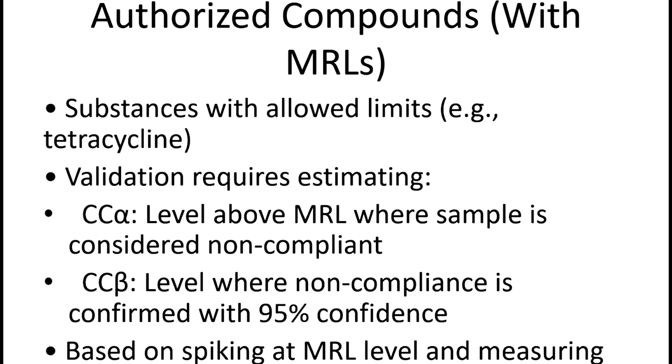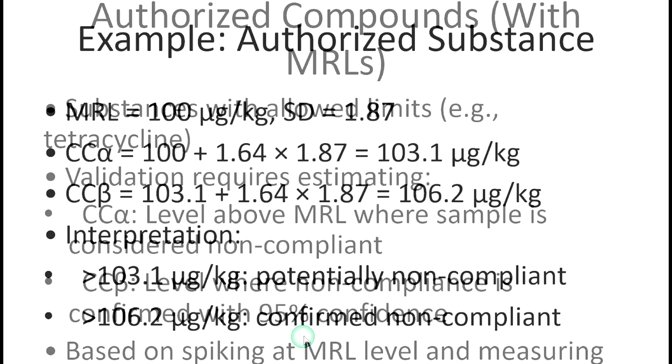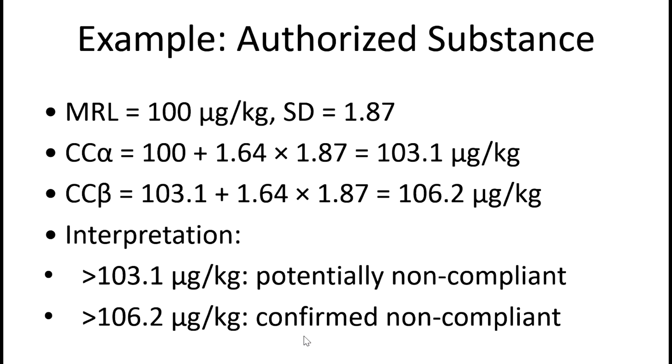Validation requires estimating CCalpha, the level above the maximum residue limit where the sample is considered non-compliant, and CCbeta, the level where non-compliance is confirmed with 95% confidence. You can say you are 95% confident that the sample is non-compliant when it is higher than CCbeta. This level of certainty is based on spiking at the maximum residue level and measuring the standard deviation. So it is the same as what you did in the case of prohibited compounds.